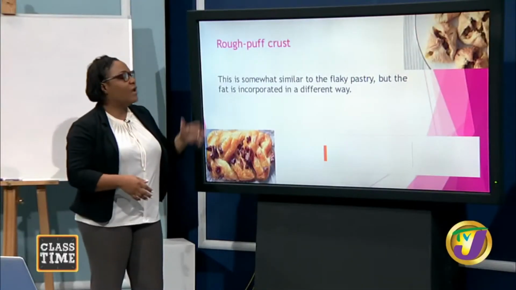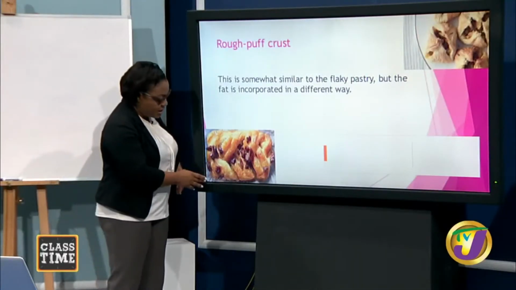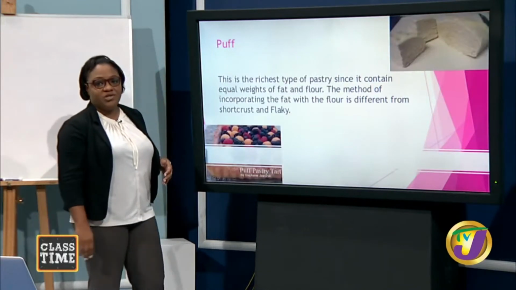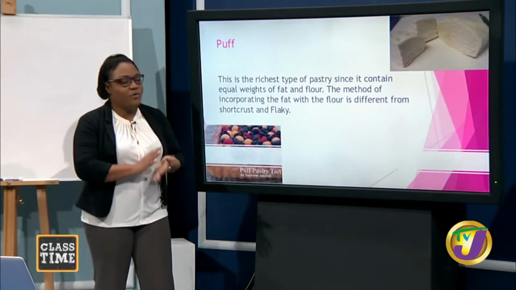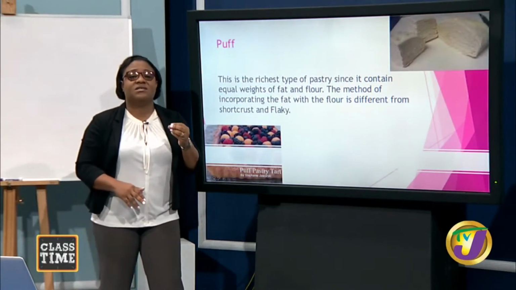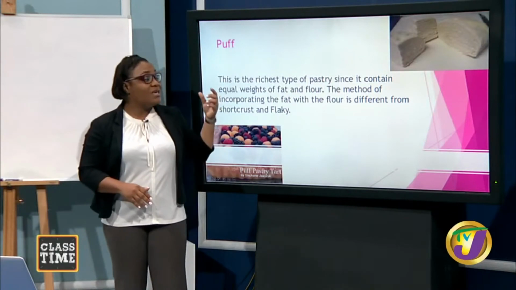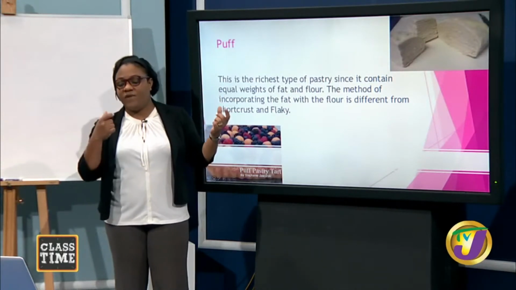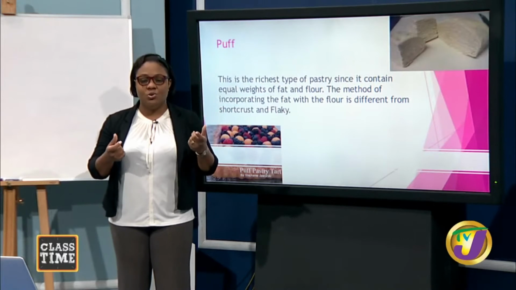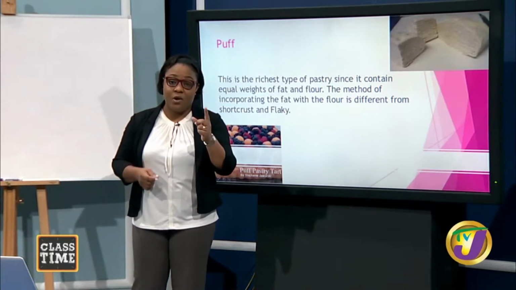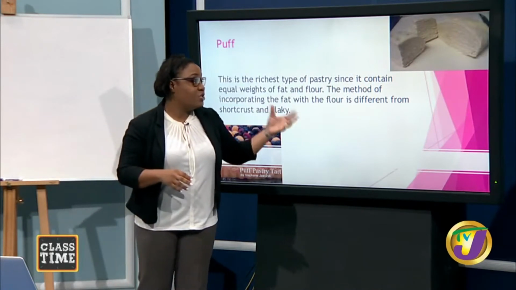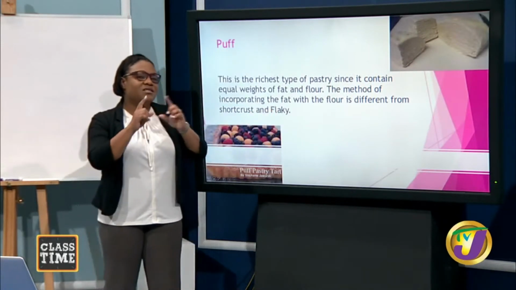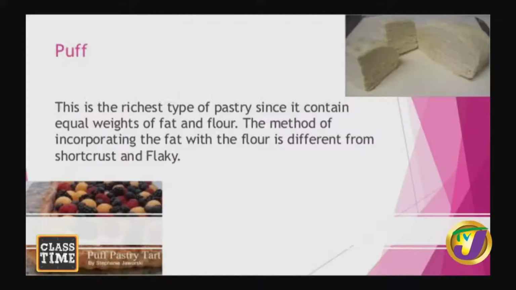Now let's look at rough puff. I spoke about rough puff earlier, so we're just going to glance over that one. And puff pastry, this is the richest type of all of the pastries, and it's the richest because it has the most fat. Equal portions of fat to flour are used. So if you use 1 pound flour, you're using 1 pound fat. Equal portions. This is the richest form, and that is the distinction between it and rough puff or flaky.